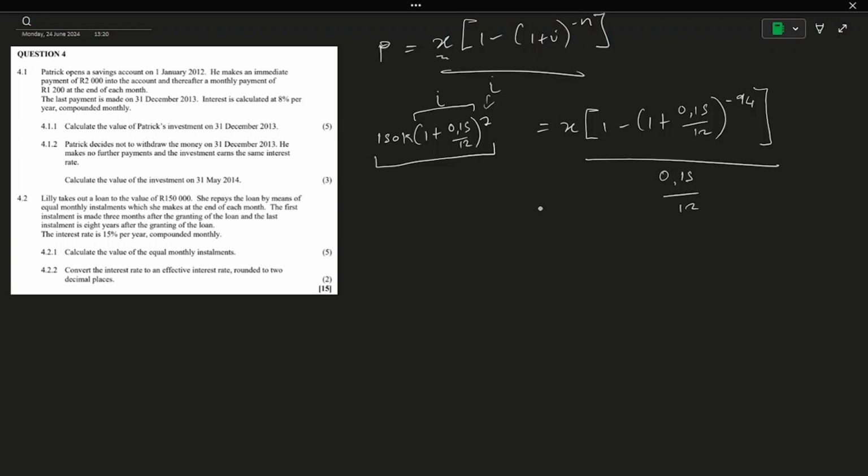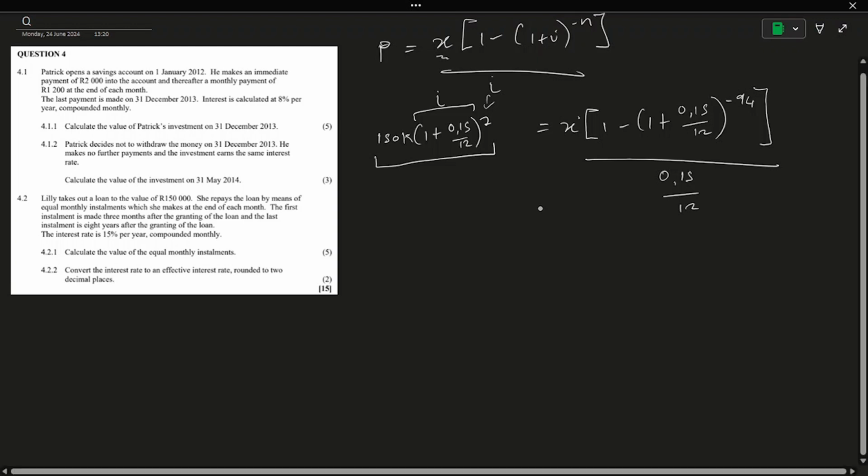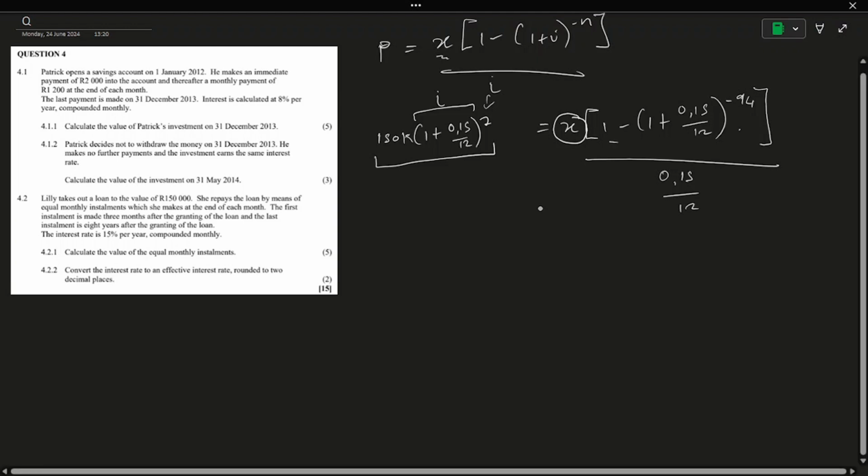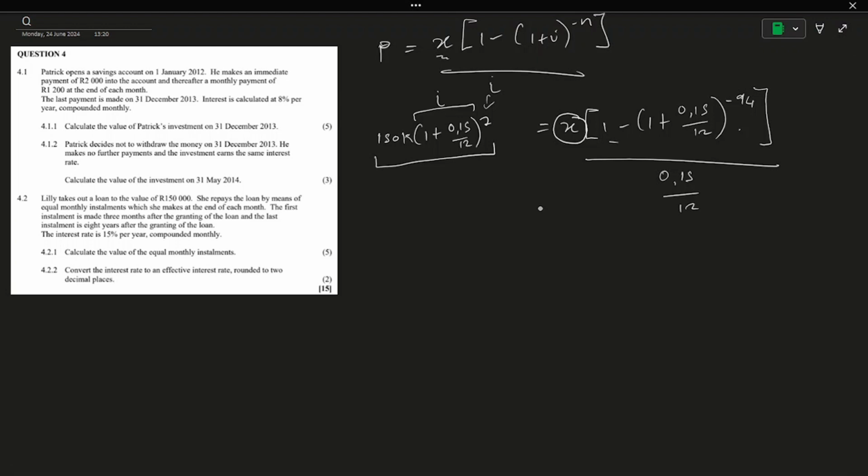So here's what I'm going to do, and I hope it makes sense to you. What I need now is to be left with x. And I see that x has all these neighbors. It has this neighbor, 1 minus 1 plus whatever to the power negative 94, and also this division, 0.15 divided by 12.